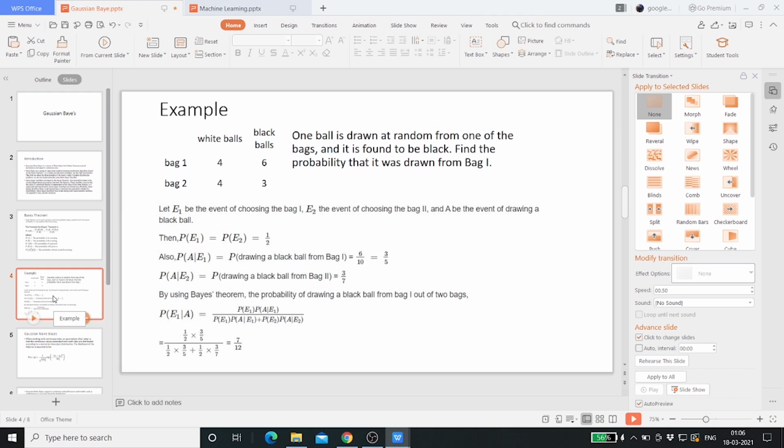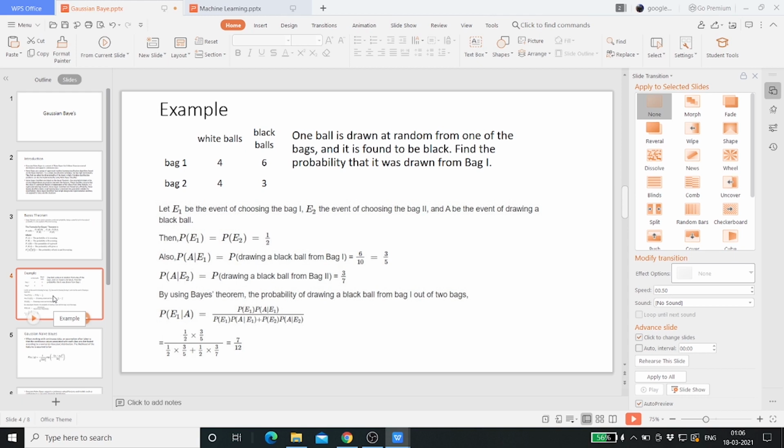Here we can understand better with an example. Imagine we have black balls and white balls. We have two bags: bag 1 contains 4 white balls and 6 black balls, and bag 2 contains 4 white balls and 3 black balls. One ball is drawn at random from one of these bags and is found to be black. Now you are asked to find the probability that the ball which was drawn was from bag 1. So they've given the condition that the ball which is drawn is of black color, and now we have to calculate the probability, based on this condition, that the ball drawn is from bag 1.